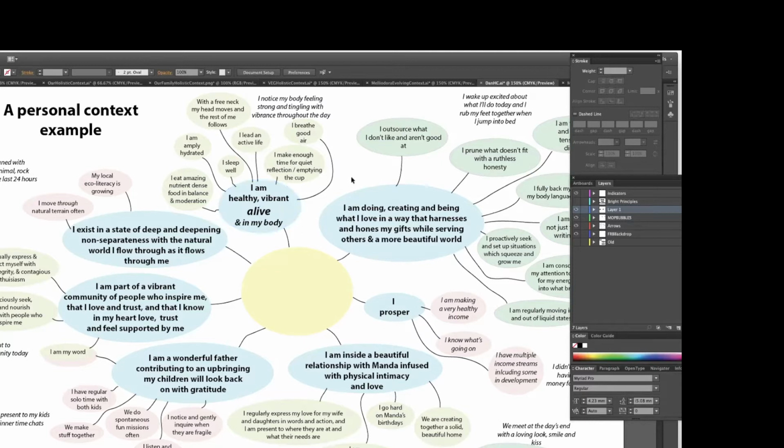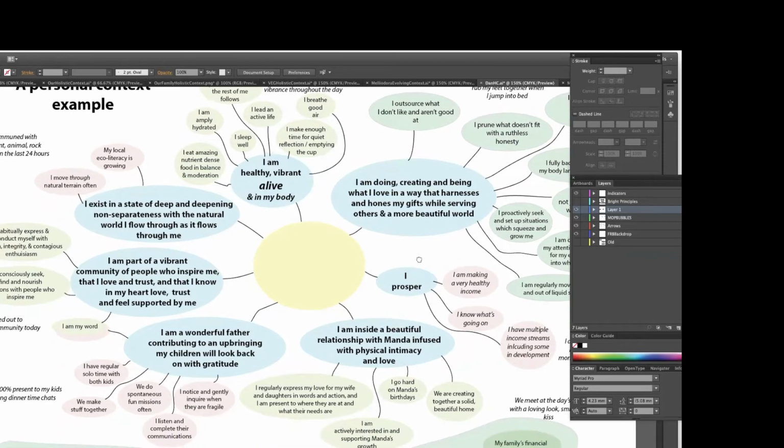I'm doing, creating, and being what I love in a way that harnesses and hones my gifts while serving others in a more beautiful world. I realize that if I'm doing something that feels non-aligned with that, quality of life starts to suffer. So I don't want to be doing anything professionally that's not in that space. And as soon as I feel it departing from that, I want to make a new decision because life's too short to do anything else.